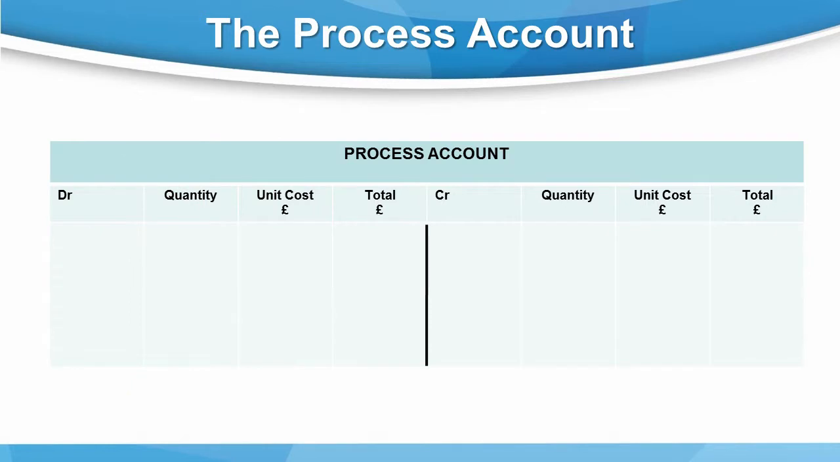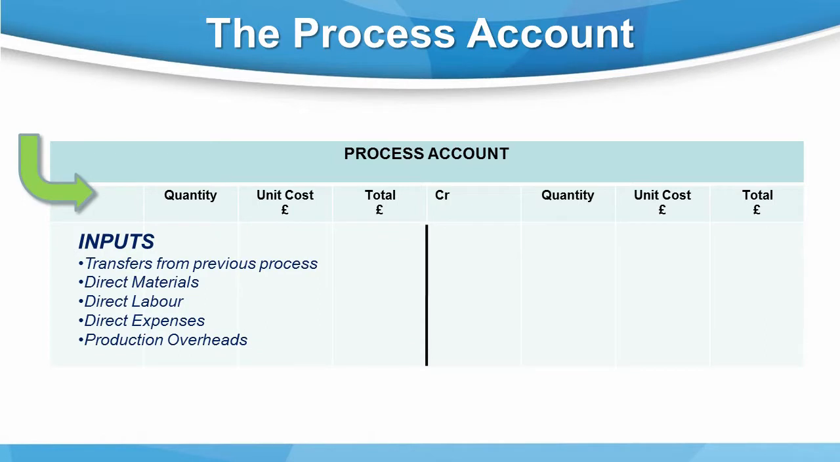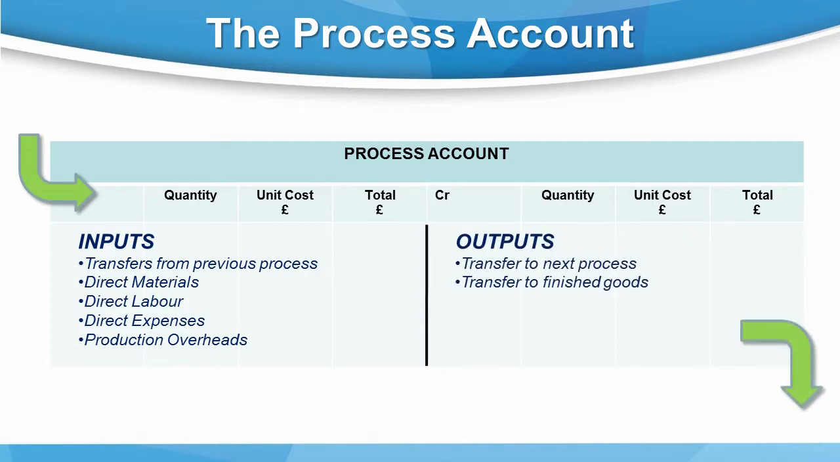The process account looks like an ordinary T account, but with extra columns on both sides for quantity and unit cost. The left-hand side, the debit, is used to record all inputs to that process: transfers from the previous process, plus any additional inputs of material, labour, overheads, etc. The credit side on the right is used to record any outputs from that process, which will either be transferred to the next stage in the process or the finished goods account if this is the final stage in the production process.